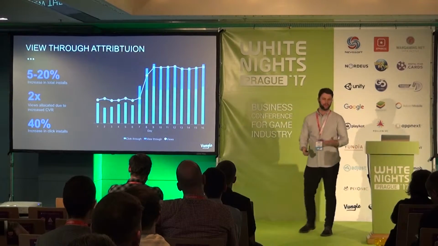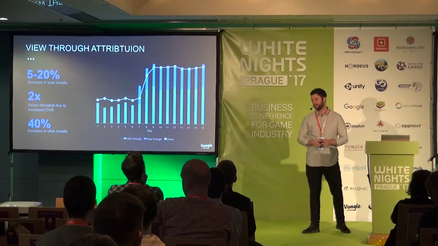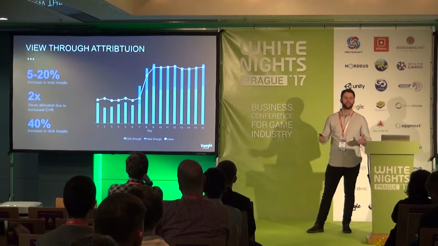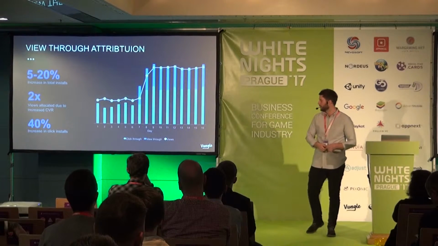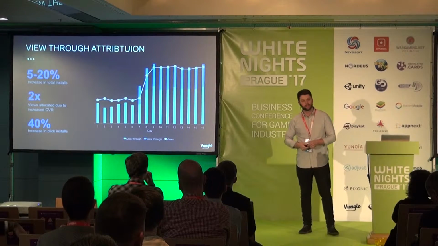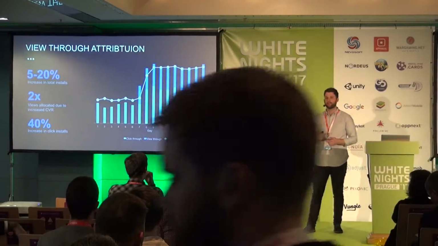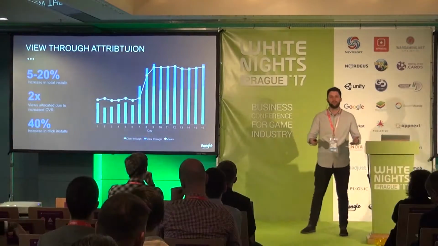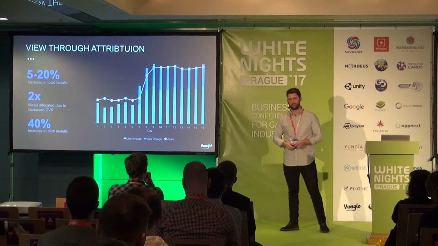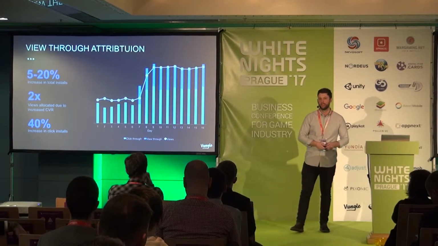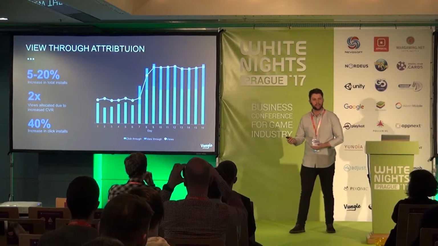So what happens when you turn it on? This is some example data for a client who would turn on view-through attribution. Along the bottom here is basically a time frame. The green bars are click installs. Blue bars are view-through installs. And the gray line is the number of views that Vungle is attributing to you. So on day 7, this partner turned on view-through attribution. The total number of installs went up because a lot more view-through installs suddenly appeared.